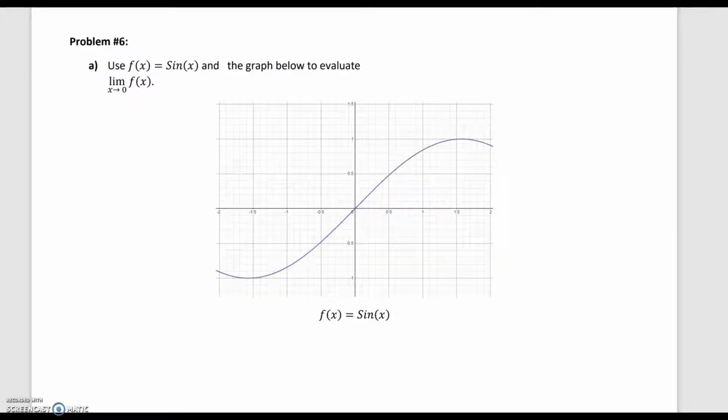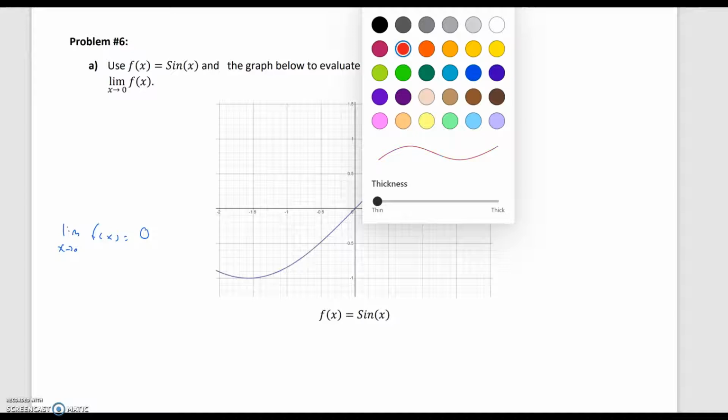Now on problem 6, we're looking at a regular sine function and they actually want us to evaluate the limit as x approaches 0 of the values of f of x. And notice that on the sine function, as we get very close to 0, our function is actually defined at 0 and the limit is going to be 0. So this one, it's just for show.